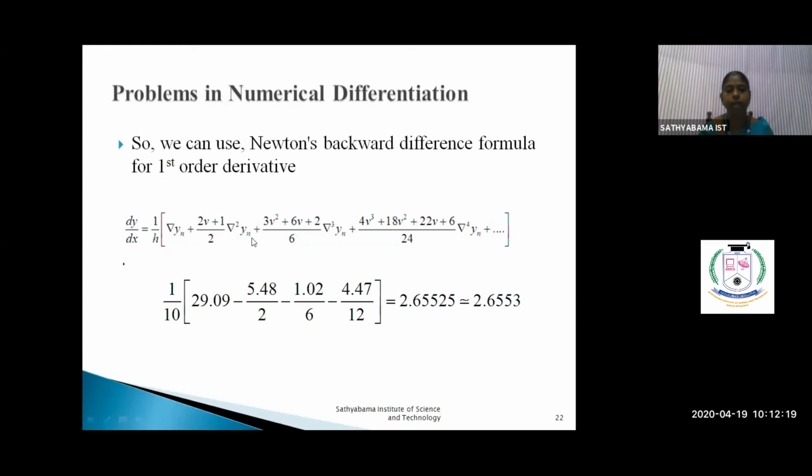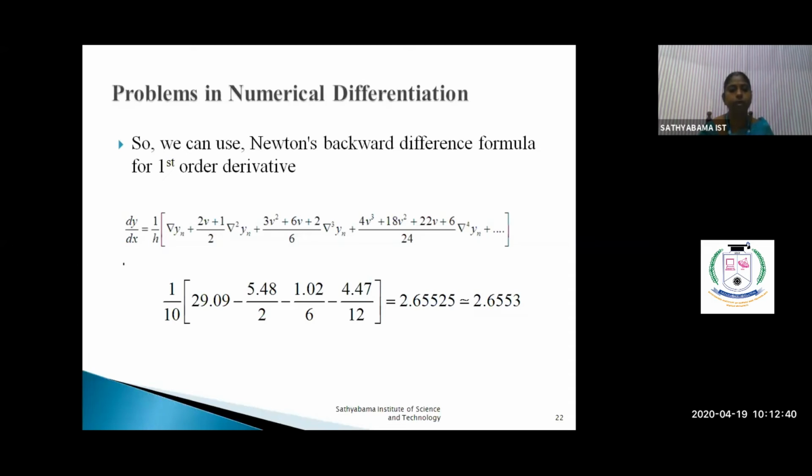Remember, we have seen 4 formulas. First order formula by using forward and backward differences, and second order formula by using forward and backward differences. So we must look at which formula is applicable. That formula only you have to take.